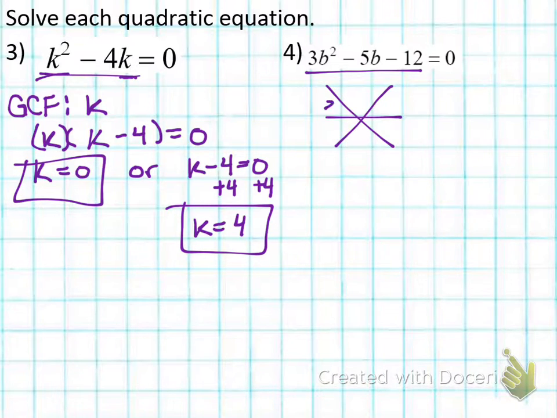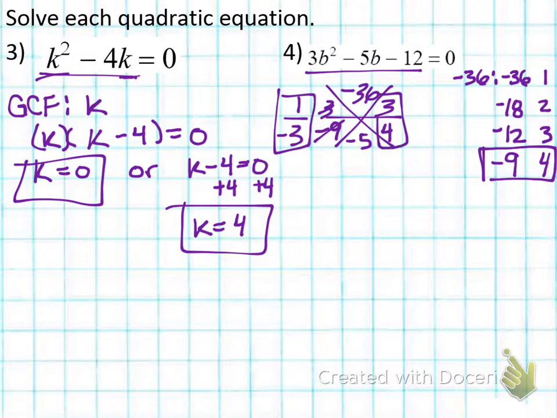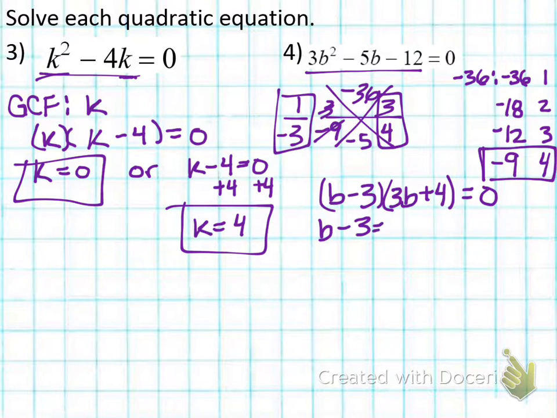Okay, for the X-box, when we fill it in, we have 3 on top, and negative 36 in the middle, and negative 5 down below. Looking for factors of negative 36 that add to negative 5. That's going to be negative 9 and 4. Simplifying the fraction, you get 1 over negative 3, and then 3/4 stays as it is. Writing this as a factored expression, you get b minus 3 times 3b plus 4.